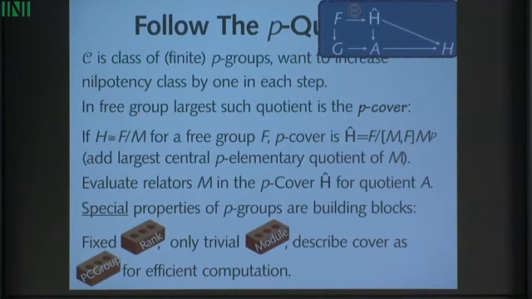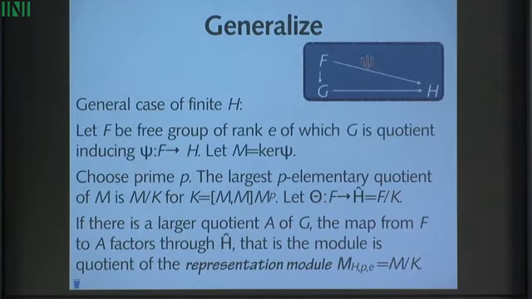And finally, we can work in this P cover because we can represent it as a group by a polycyclic presentation, which allows us to work effectively in this group. So these are three ingredients which I will have to somewhat generalize. So let's look at trying to generalize this whole process. So again, we have a finite group H, quotient of a finitely presented group G.